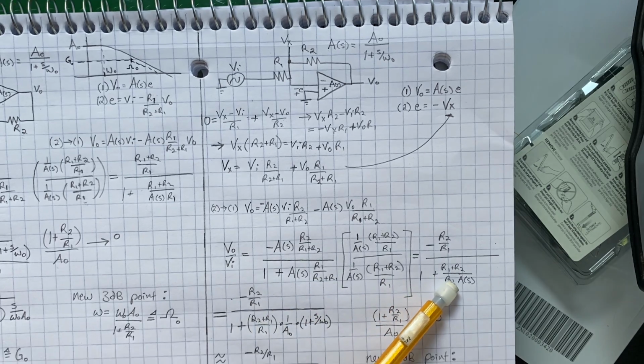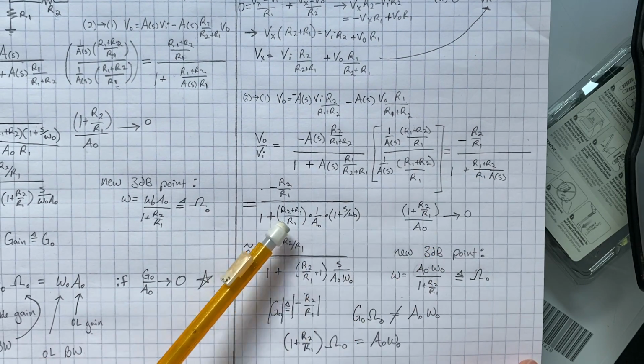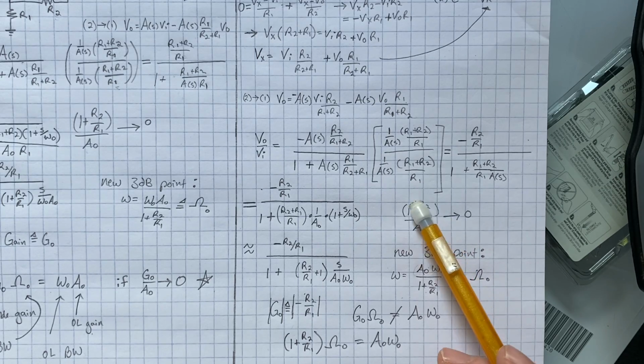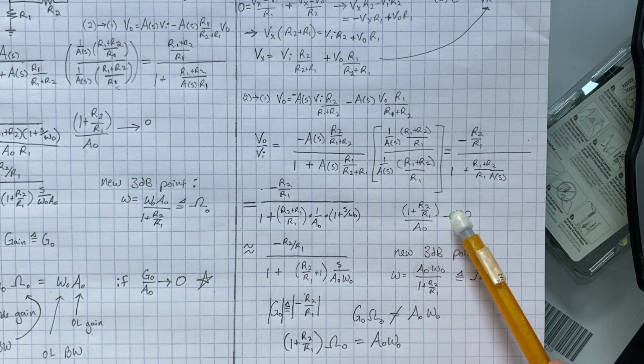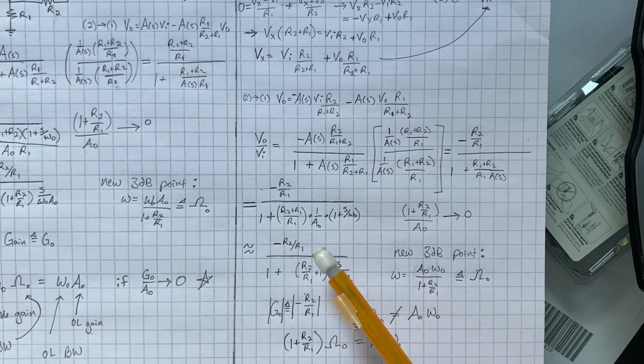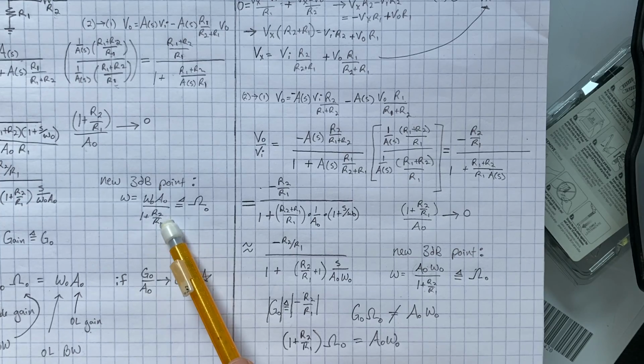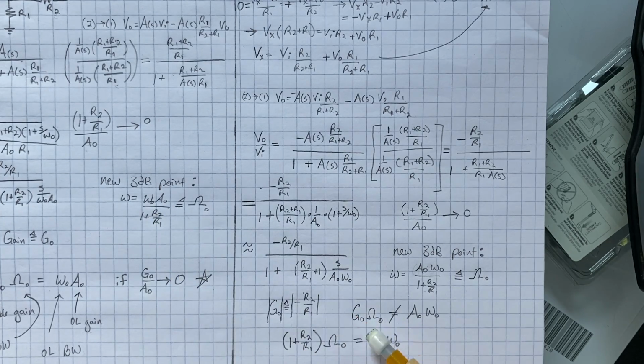And if you sub in what A of S is, again, we can generalize that this term goes to 0. If this is about 100 max, this is about 100,000. And we're left with a new single pole transfer function where the closed loop DC gain is R2 over R1, and our new 3dB point is A naught omega naught over 1 plus R2 over R1. So it's the same 3dB point as before, but the gain is different. So we cannot say the gain bandwidth product holds true here.